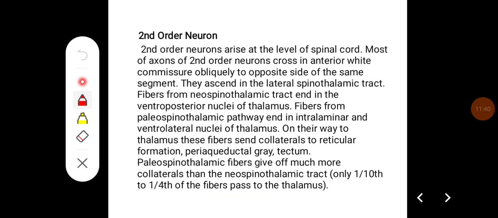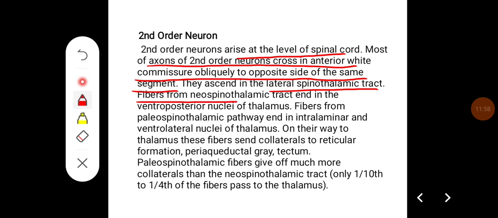The second order neurons arise at the level of the spinal cord. Most of the axons of the second order neurons cross in the anterior white commissure obliquely to the opposite side of the same segment. They ascend in the lateral spinothalamic tract. The fibers from the neospinothalamic tract end in the ventroposterior nucleus of the thalamus, and fibers from the paleospinothalamic tract end in the intralaminar and ventrolateral nuclei of the thalamus.